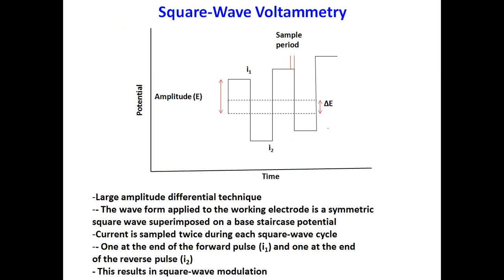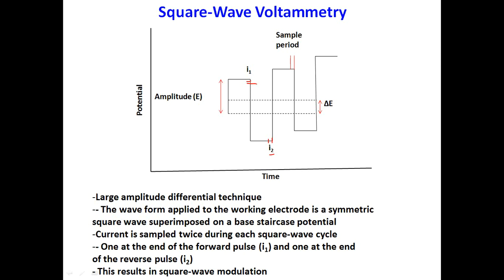And you can see here, we have two currents: that is the initial current, and this current at the end of the drop and before the drop is formed for the other pulse. So the sample period is also small here. What we are taking as the sample period is about the end of the pulse, around 10 milliseconds to 17 milliseconds. So what you get here is a large amplitude differential technique.